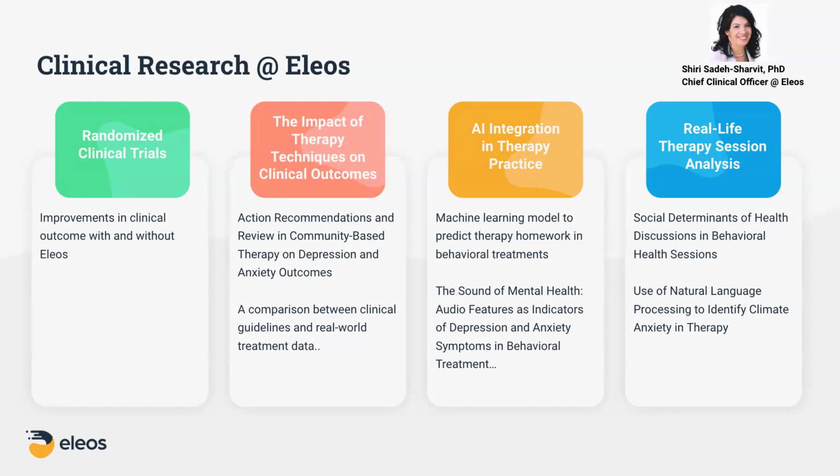And third one is AI integration in therapy practice. So this is basically what we do best here at Eleos, how to integrate AI in therapy, and we also publish papers on this. And the last one, which I'm also going to talk about, is real life session analysis, therapy analysis. So we have a lot of data, we want to understand, and it's unique data. And we can analyze real life sessions over the US and get insights out of them. Okay, so we can ask questions about this data.